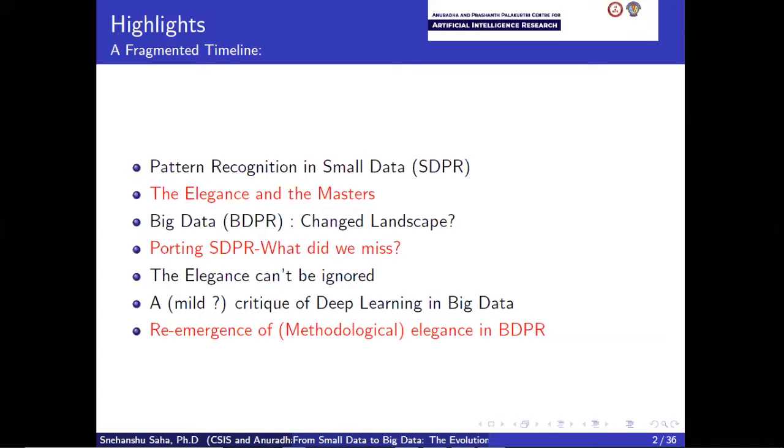So my question is, have the methods changed? Do you really need to do a complete overhaul of the methods that were so elegant? While porting some of these inference techniques from small data pattern recognition to big data pattern recognition, what exactly did we miss? What are the things that we have been able to port and what are the things that we haven't been able to port? And there is a strong underpinning in my talk that I strongly believe, and this is science, that the elegance in the methods, you cannot ignore them.